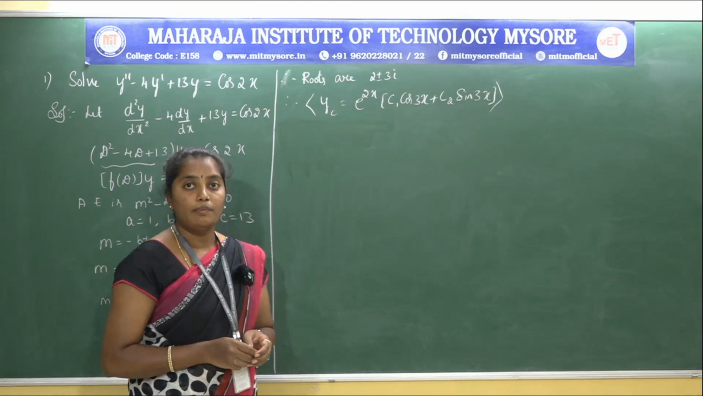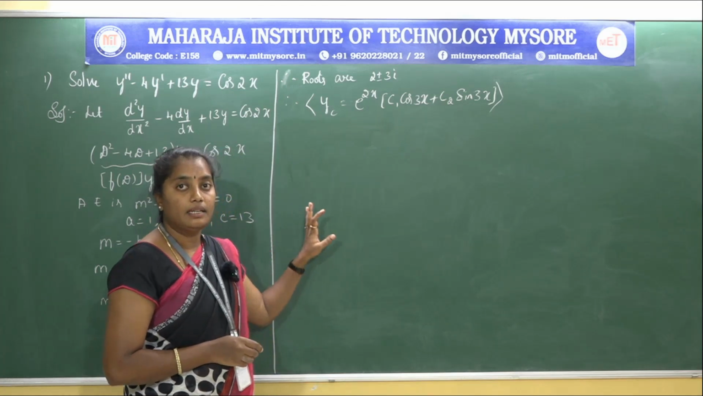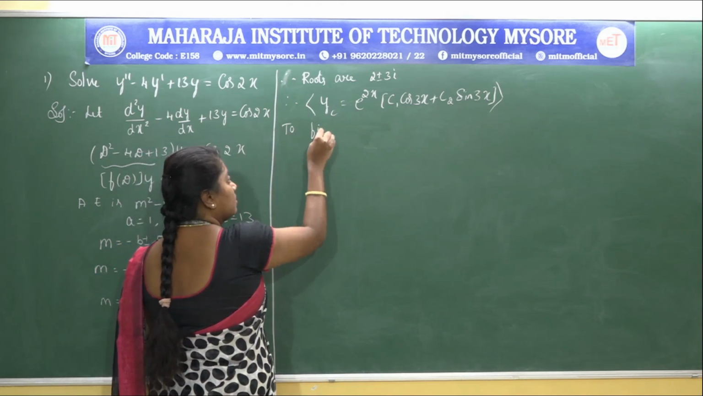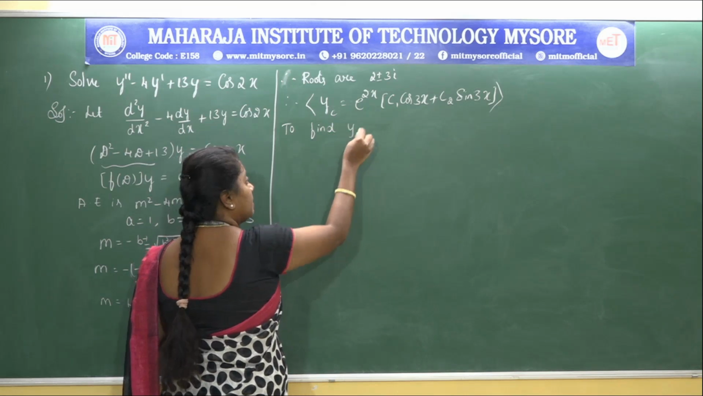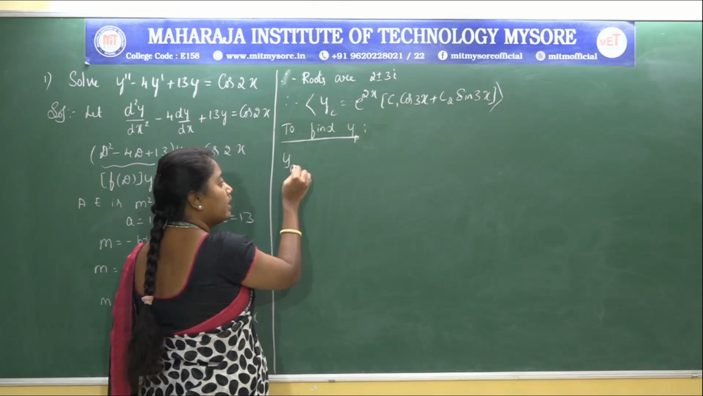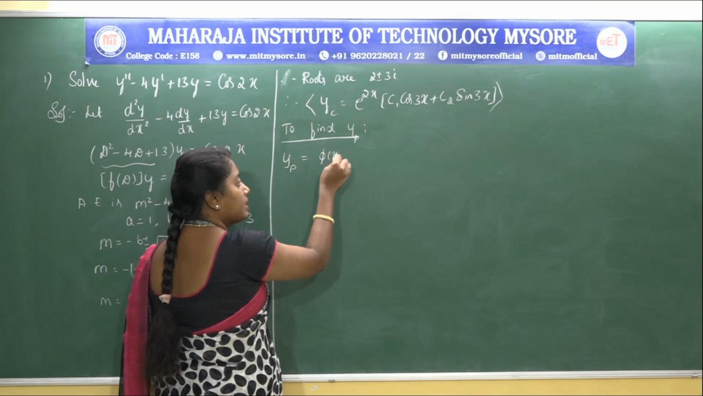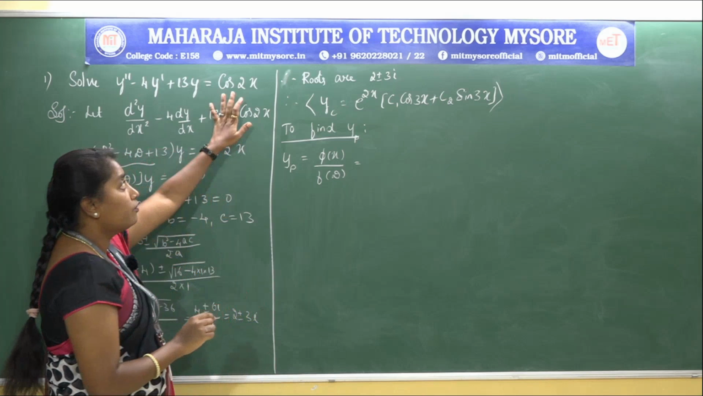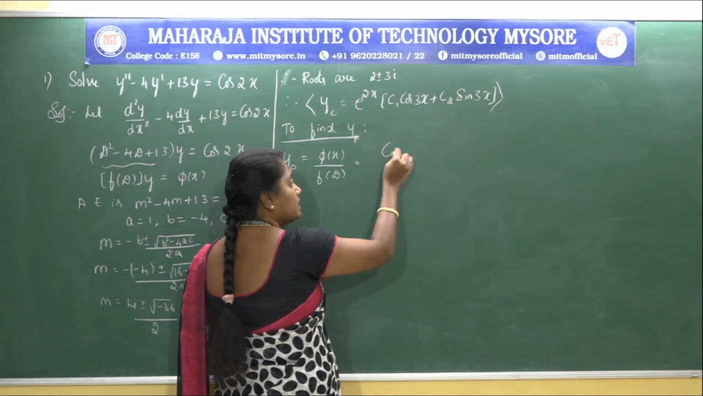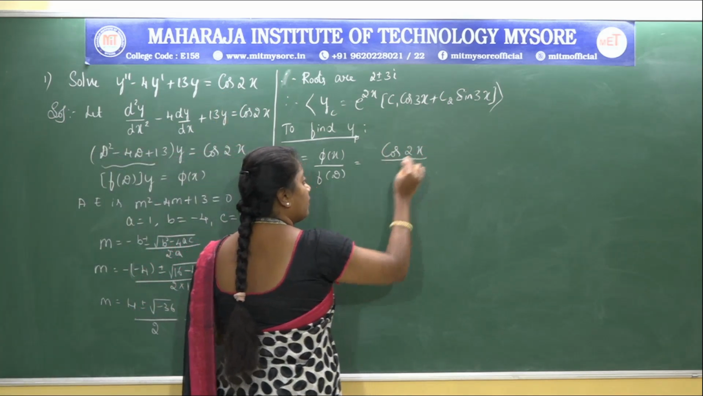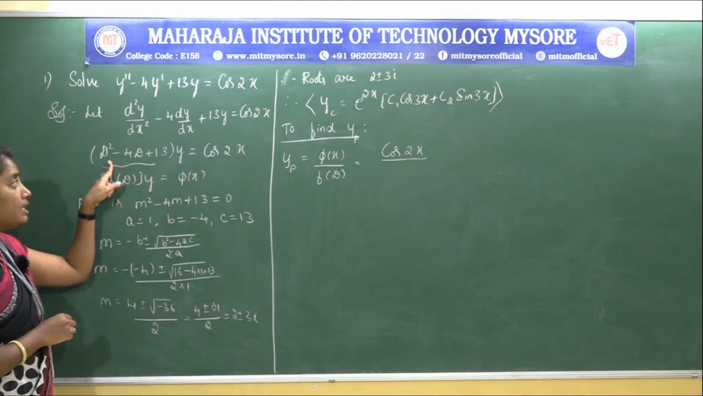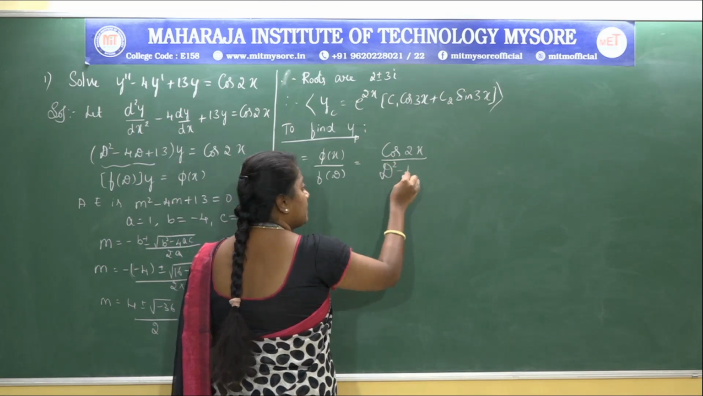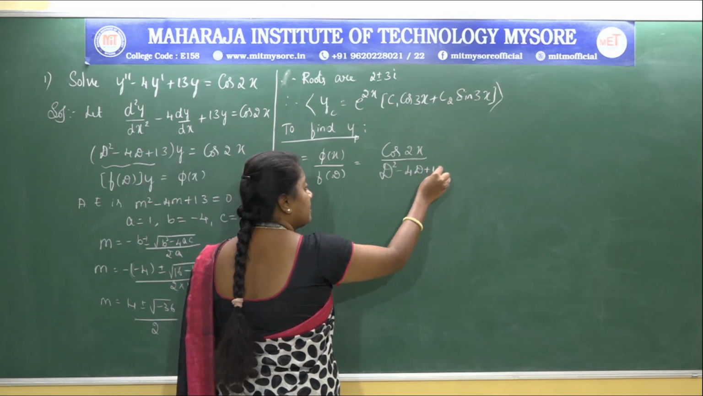After finding the complementary function, next we find the particular integral for the given phi of x. To find yp, the formula is yp is equal to phi of x divided by f of D. In the given problem, phi of x is equal to cos 2x and f of D is D square minus 4D plus 13.